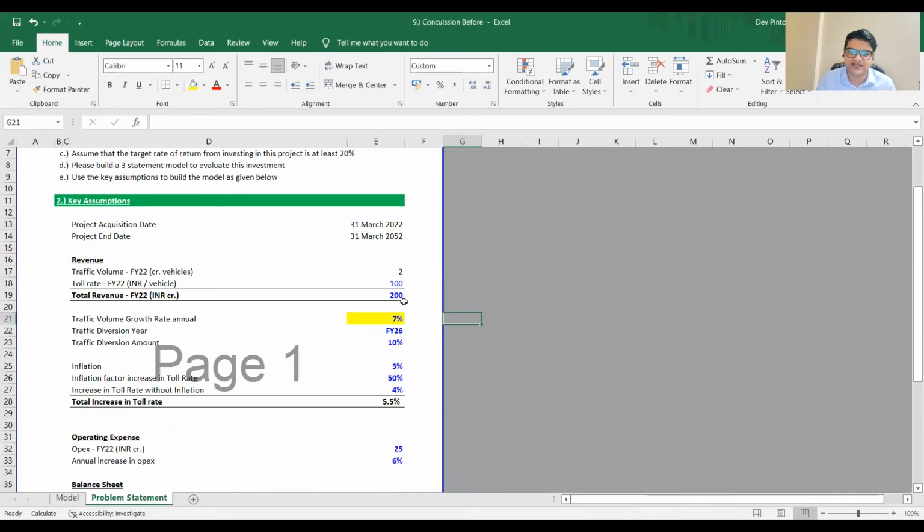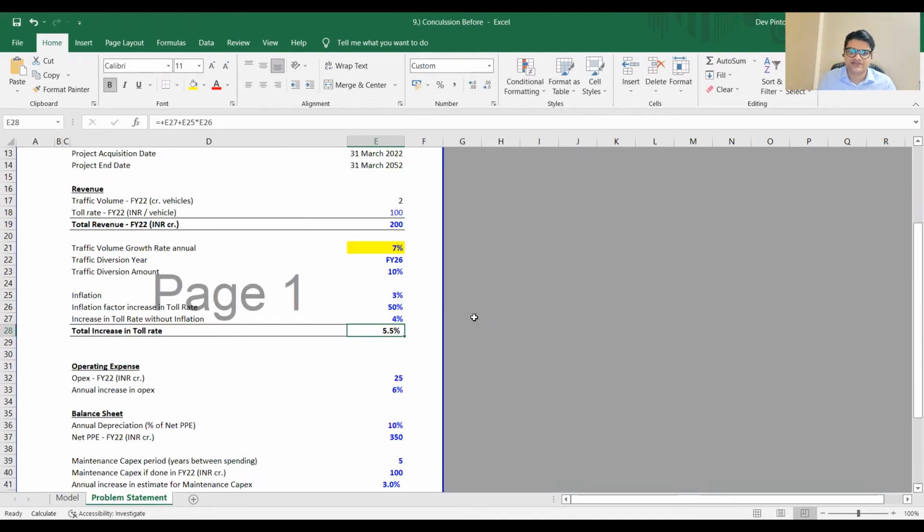Now let's look at some of the other assumptions, right? There was 10% diversion. This is standard. Increase in toll rate. This is standard, right? I mean, it's just going to increase by inflation. This is like a price number. So this makes sense. I don't think there's any sort of controversy in this.